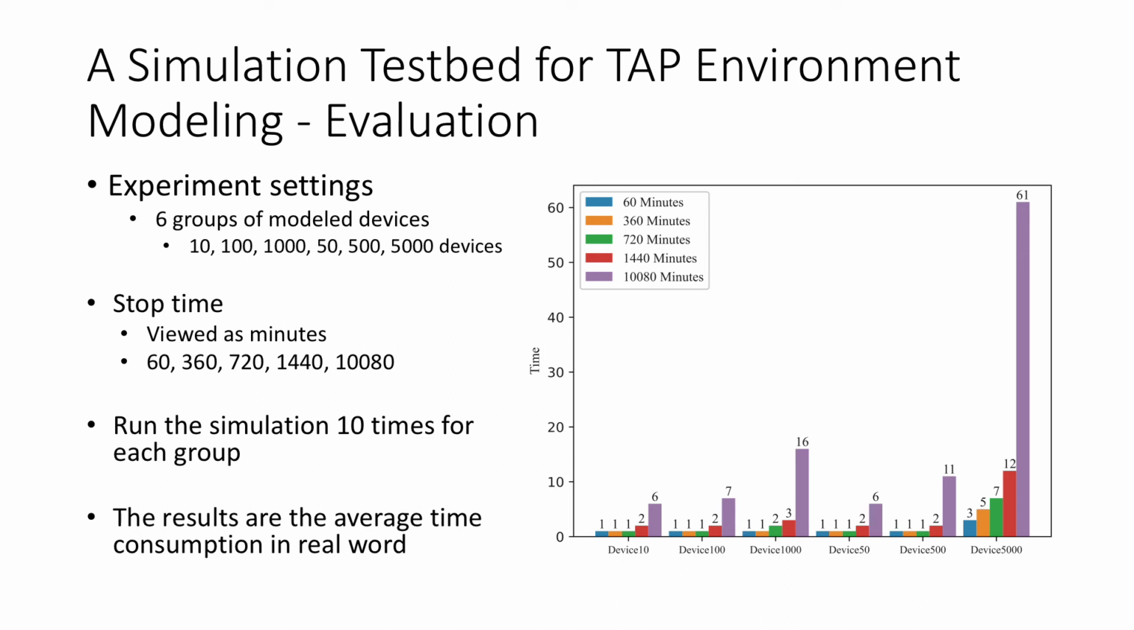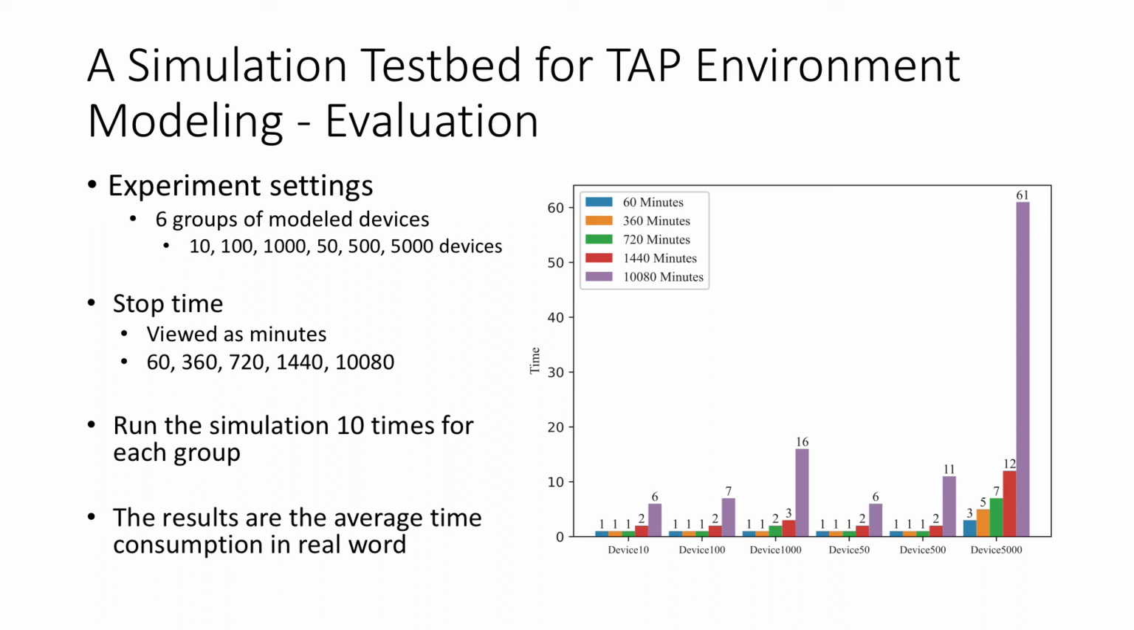For evaluating the efficiency of the testbed simulation, we tested the average simulation time of different stop time settings in groups of devices. I created 6 groups with different numbers of devices. The first simulation has 10 devices, and accordingly we duplicate them to create the simulations with 50, 100, 500, 1000, and 5000 devices respectively. Different stop times are specified, including 60, 360, 720, 1440, and 180. The stop time is viewed as minutes in the simulation. We ran each test 10 times in each group and reported the average result.